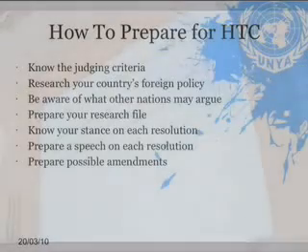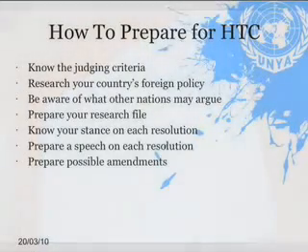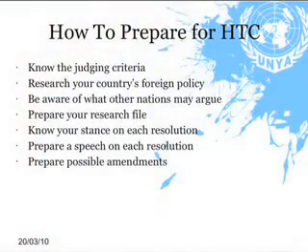You should also be aware of what the other nations might want. There are 15 countries on the Security Council, so try and have an idea as well. You should know your own country the best, but have a rough idea of what the other countries stand for, how they might feel about things. And all of that is going to help you prepare your research file, which I'll talk about a bit later.